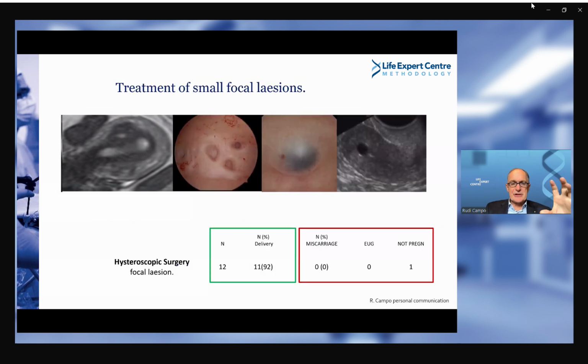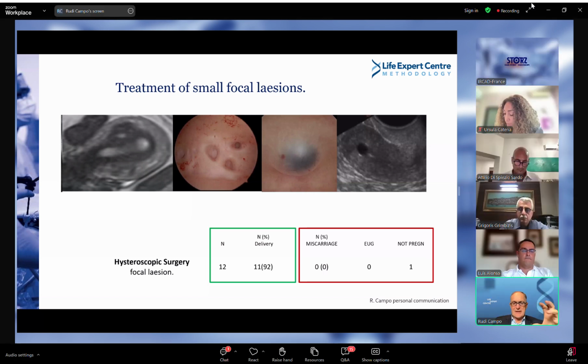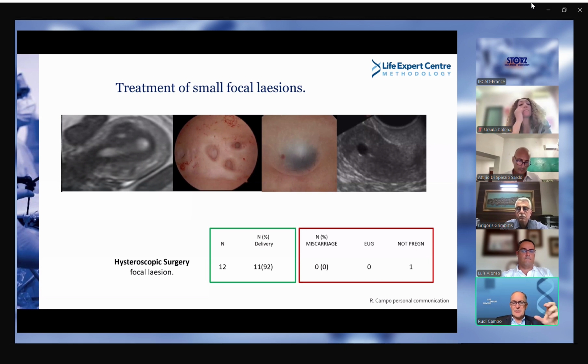The first question is, all egg donation patients, no embryo factor. We remove a focal lesion. You see the MRI has a normal juxtazone distribution, but the anterior wall has a focal lesion with a cystic part. We have 12 cases. We were surprised: 11 in 12 deliveries. One not pregnant. No miscarriages. Keep in mind, no miscarriages.